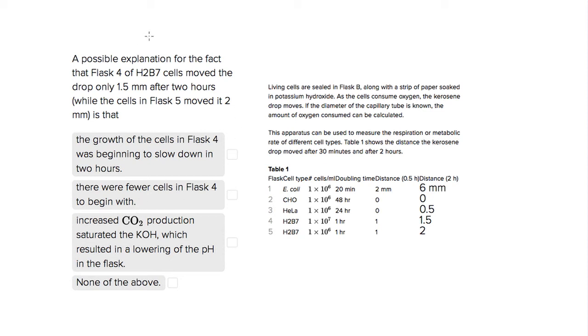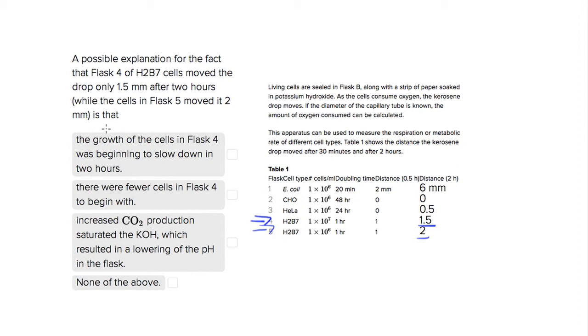The question is asking us to consider a possible explanation for the fact that Flask 4, here on table 1, of this H2B7 cell concentration, moved this drop only 1.5 millimeters after 2 hours, although Flask 5, which contains the same substance, moved it too. So let's look at our choices and see what seems ridiculous and what doesn't.